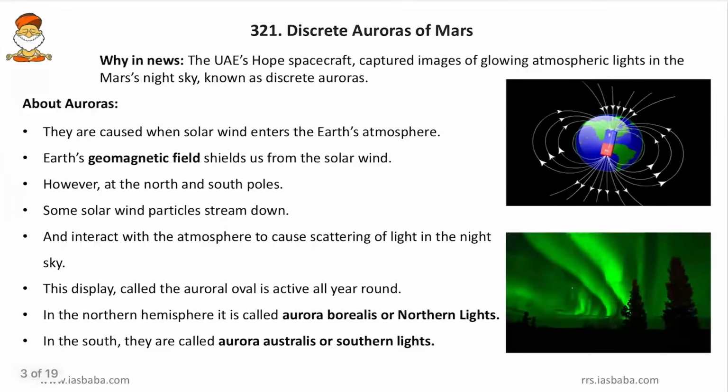So coming to the first one, the discrete auroras of Mars. Friends, why was it in news? Because the UAE's HOPE spacecraft, the first Mars mission of the Middle East, captured images of glowing atmospheric lights in Mars's night sky, known as discrete auroras. So this was the name given to Mars's shining atmosphere. In the context of discrete auroras, the auroras will become important.